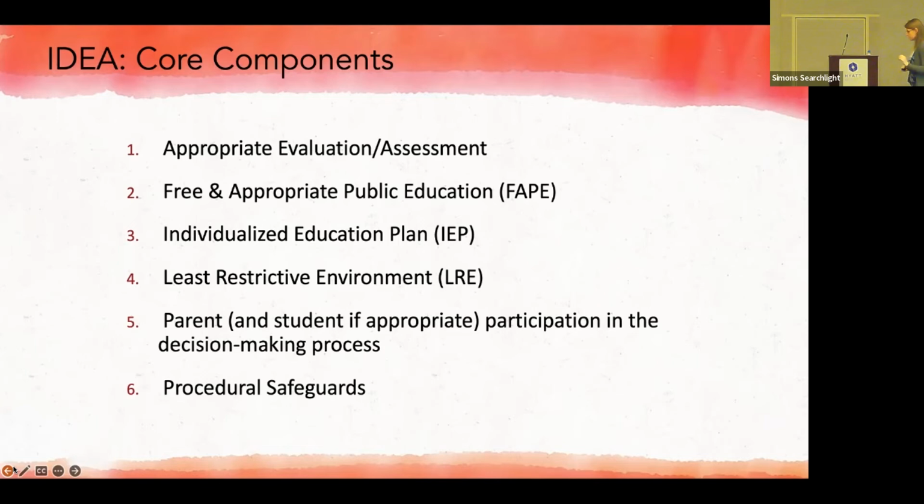So the core components that are included in the law, that if your child has an IEP, they should be protected in all these categories. It discusses what appropriate evaluation and assessment looks like, the provision of free and appropriate public education, which is a term you may have heard before, FAPE. We really love our acronyms. The law outlines what should be included in an individualized education plan, that your child has the right to be educated in the least restrictive environment, that the parent and sometimes the student have the right to participate in the decision-making process. And then there are all sorts of procedural safeguards to make sure that these things actually happen. Not that it necessarily always does, but they are written there at least. So we're going to go through these different components and what they all mean.